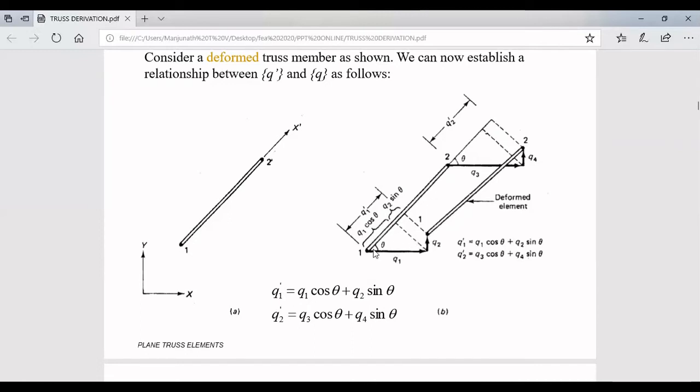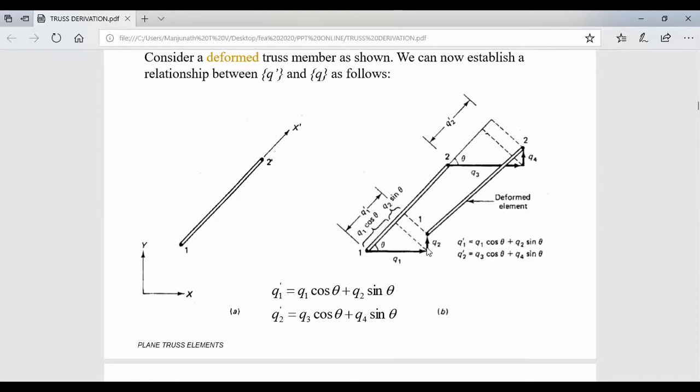Now take this triangle geometry: this is the adjacent, this is the hypotenuse, and this is the opposite. To find the adjacent length, we take cos theta, which is equal to adjacent by hypotenuse. The hypotenuse is q1, so the adjacent is q1 into cos theta. The adjacent length is nothing but q1 cos theta.